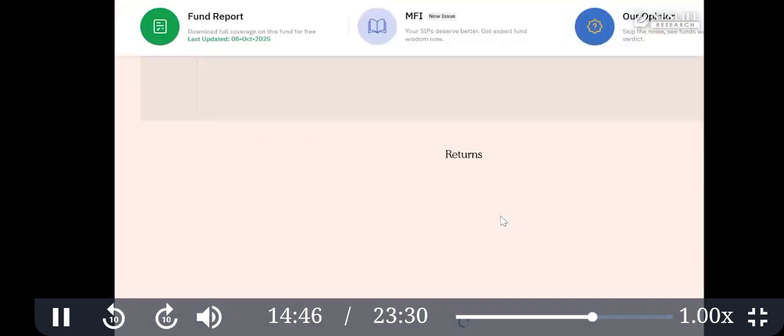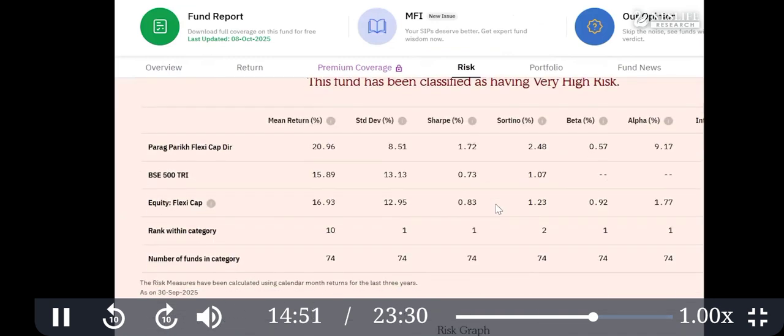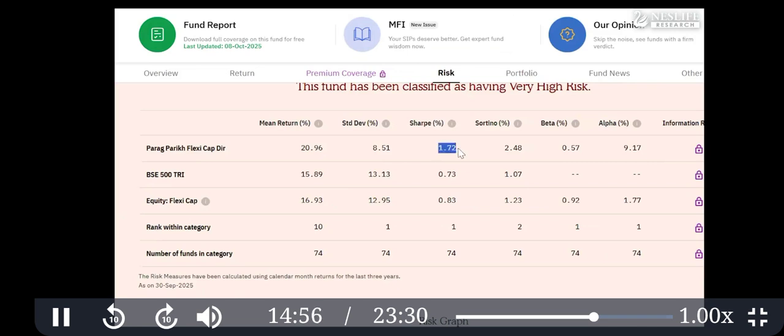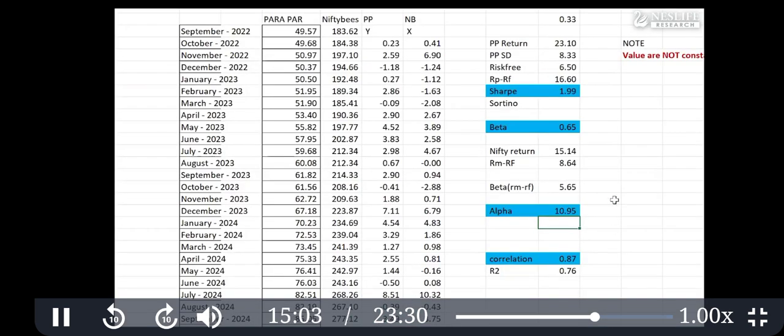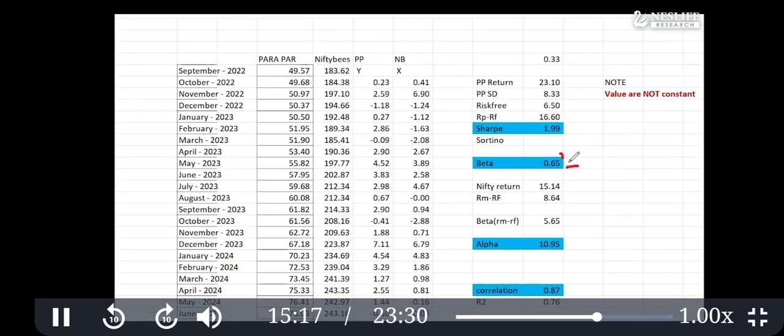Just check this value for Parag Parikh. That alpha and all the things are in the stats. Okay, so see, these are the values. Sharpe is coming 1.7, alpha is coming 9.1, beta is 0.57. And how much did we calculate? You may ask why it is different, because they might have taken slightly different data. I pulled from other sources, but you'll see the numbers and this value are never constant. They keep changing, but not too much. But you can see beta is around that level.